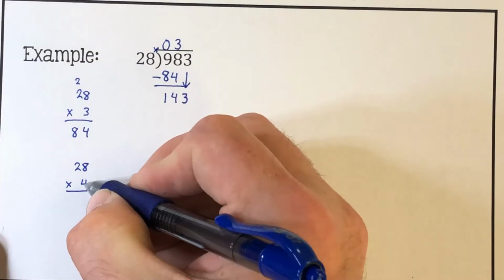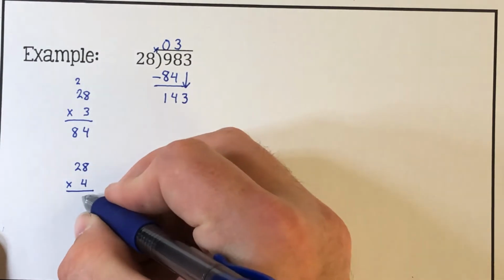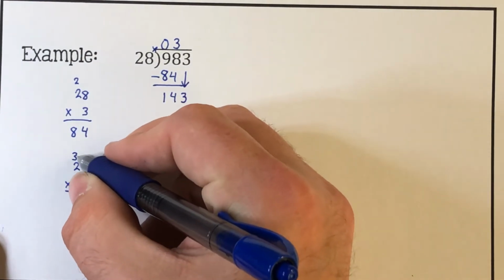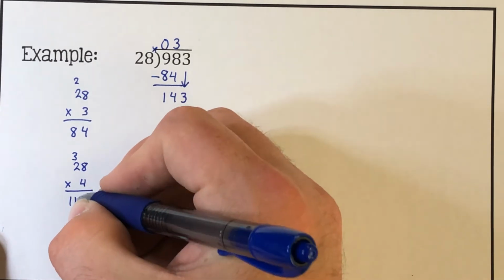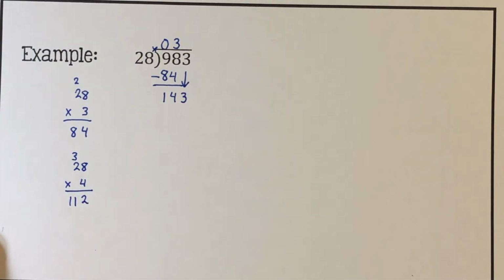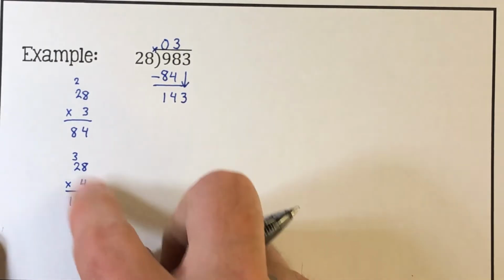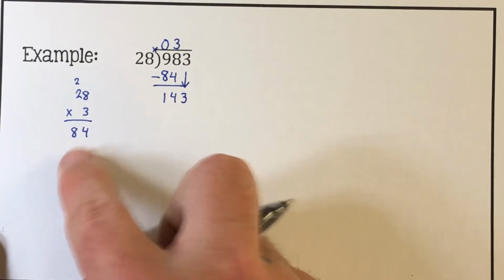But anyways, 4 times 8 is 32. Write your 2, carry your 3. 4 times 2 is 8, plus 3 is 11. I feel like I made a mistake. Let's see. 4 times 8, 32. 4 times 2 is 8, 9, 10, 11.